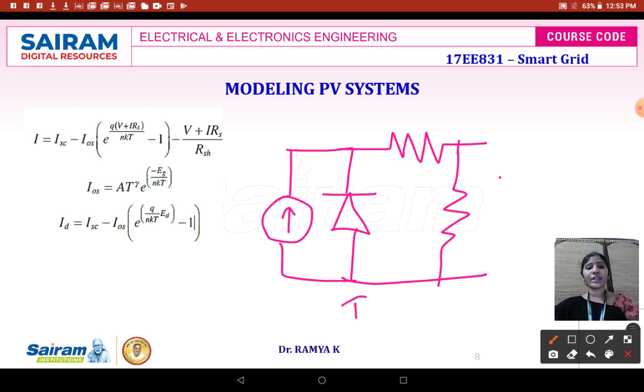Here we need to identify the diode current, diode saturation current, and ideality factor. The ideality factor is represented with A, and it defines how good the diode is, or how far the diode can carry the current without any damage.